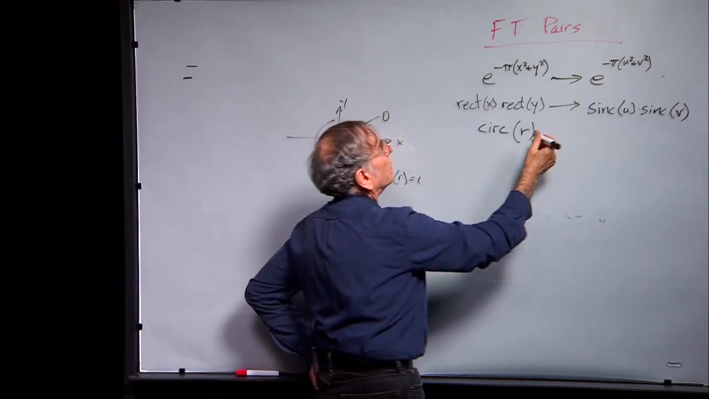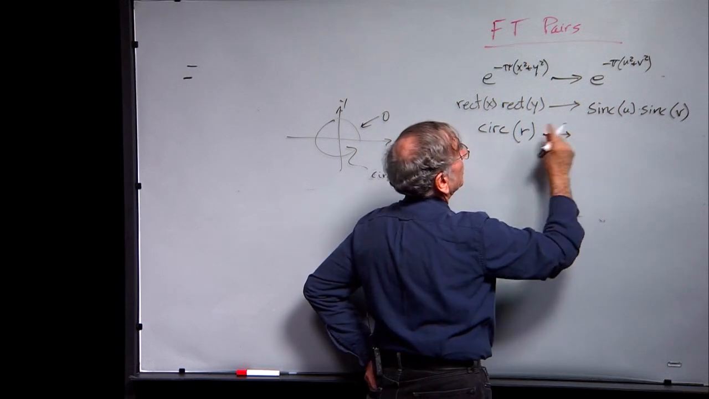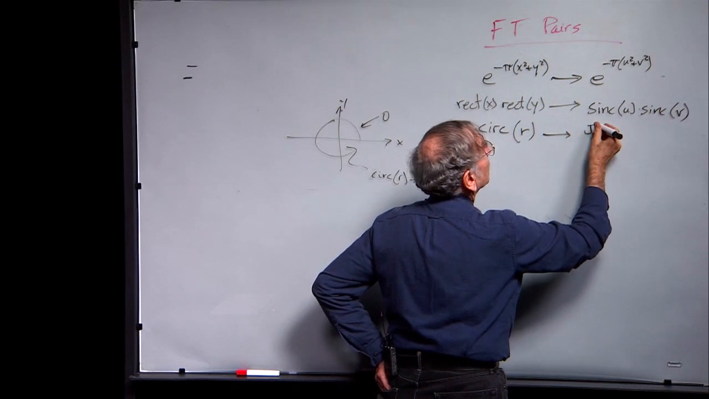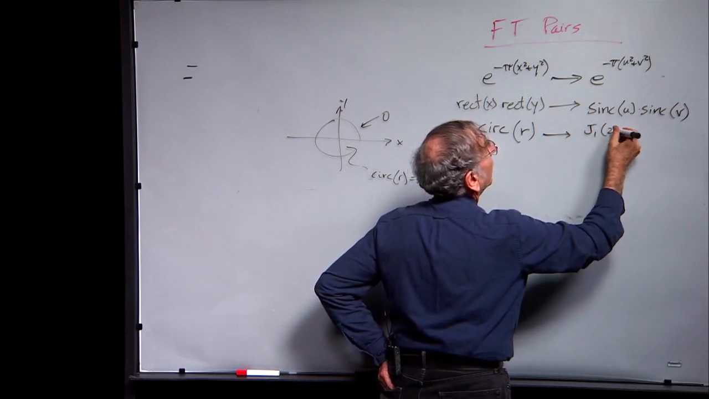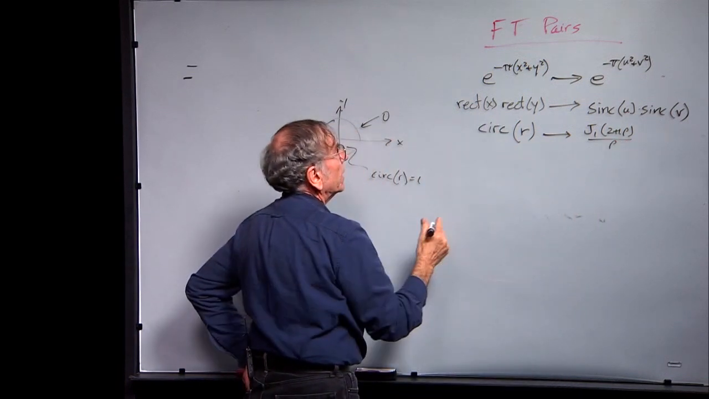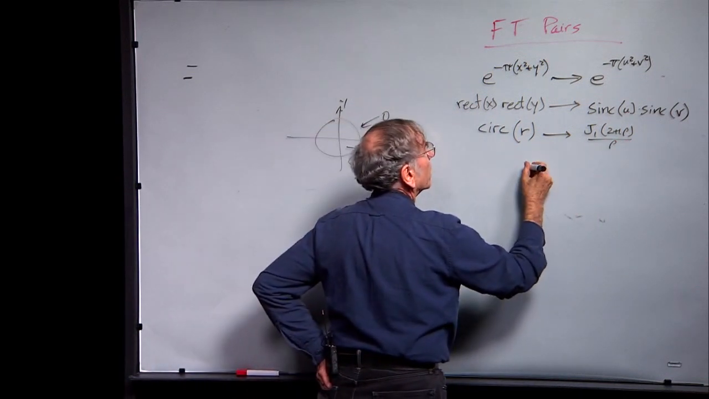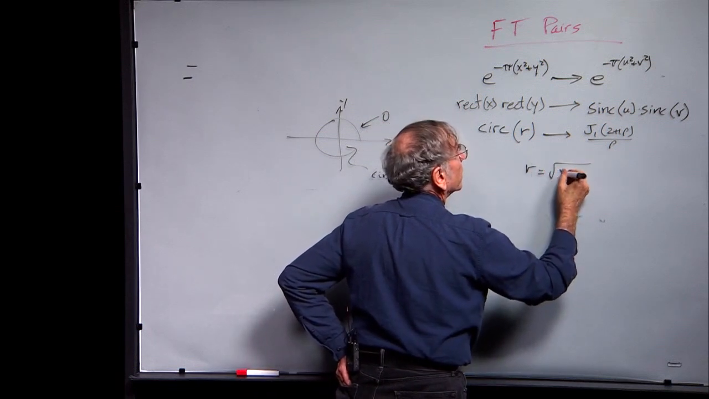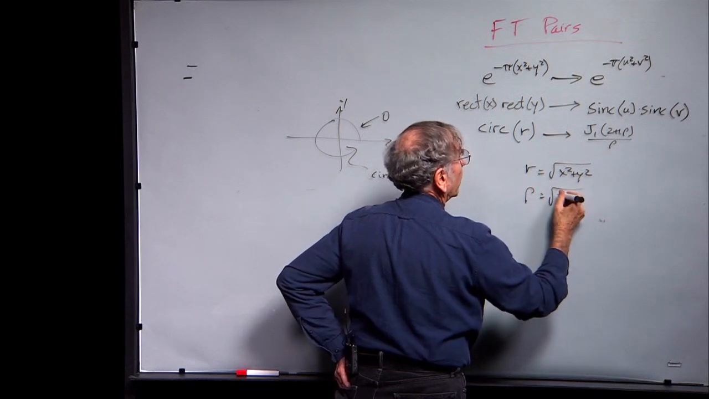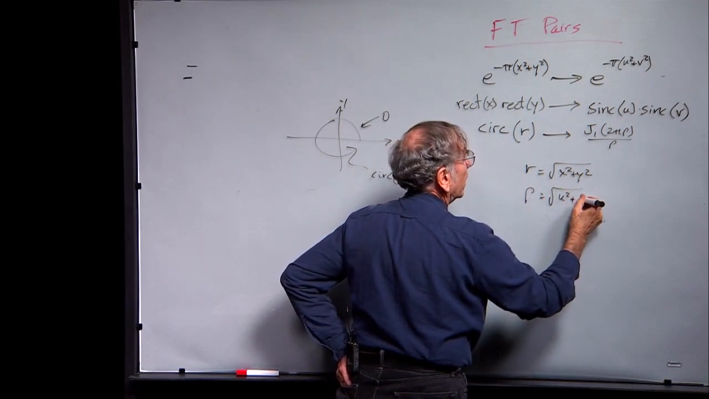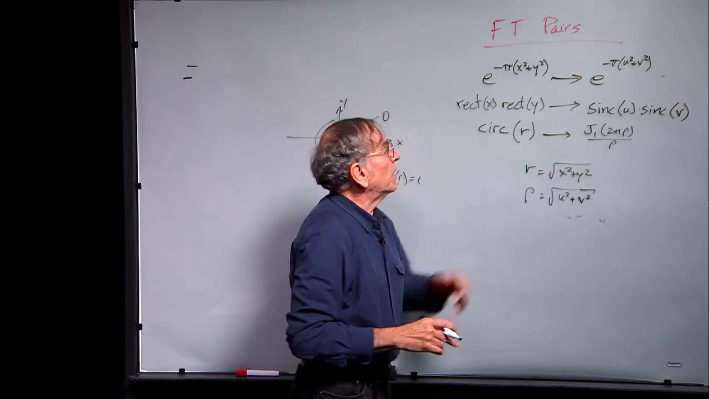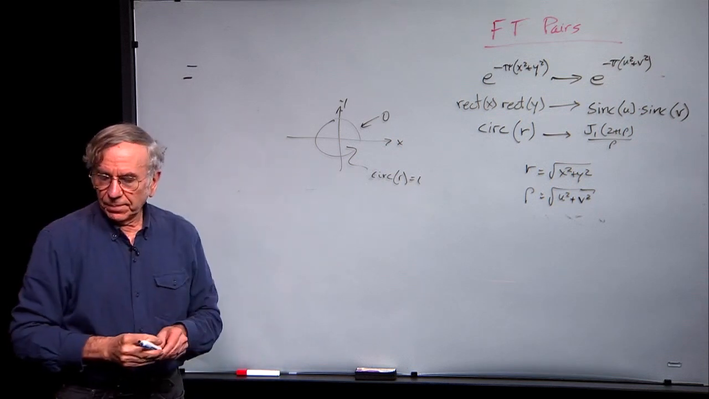So circ of r transforms into another function that has ripples. It happens to be a Bessel function, J1 of 2 pi rho divided by rho. And in both of these cases, what I'm doing is I'm saying that r is just the radius, the square root of x squared plus y squared, and rho is the corresponding radius in the UV plane. So that's how I'm defining r and rho.